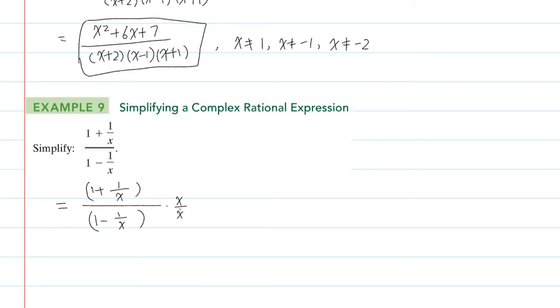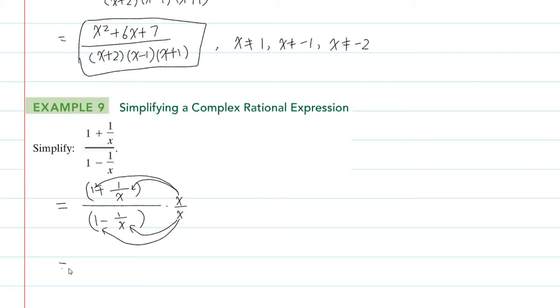Because x over x is just 1, you didn't change the value of the expression. Once you have this step, the rest is easy. You're just going to multiply, right? Distribution actually. If you think of it separately, maybe it's easier for you to see.